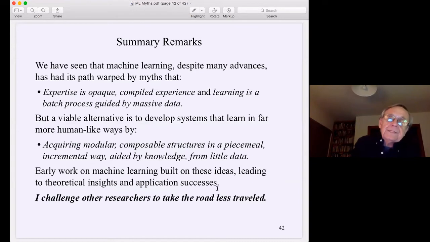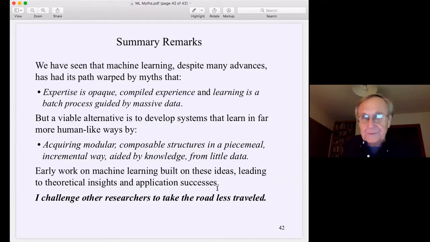So just to summarize then, we've seen that machine learning has obviously had many advances over its 40-year history, but its path in both research and applications in recent years has been warped by some myths. These are unfounded beliefs that expertise must be opaque compiled experience, and that learning must be a batch process guided by massive data. I'm not saying it can't be. Obviously, we have existence proofs of these, and there are cases where they make sense. So nothing wrong with this, okay? But it is not the only way to do it. It's not how people learn.